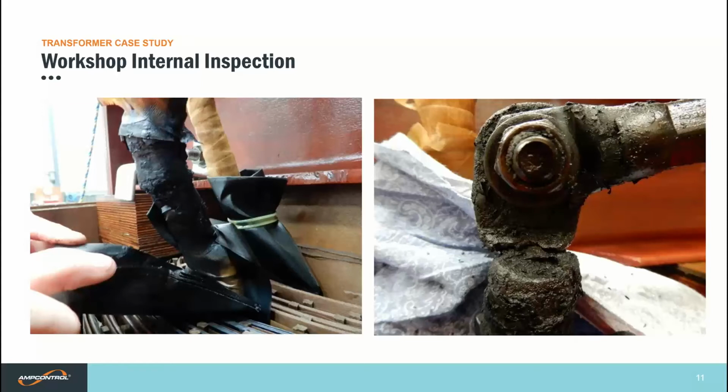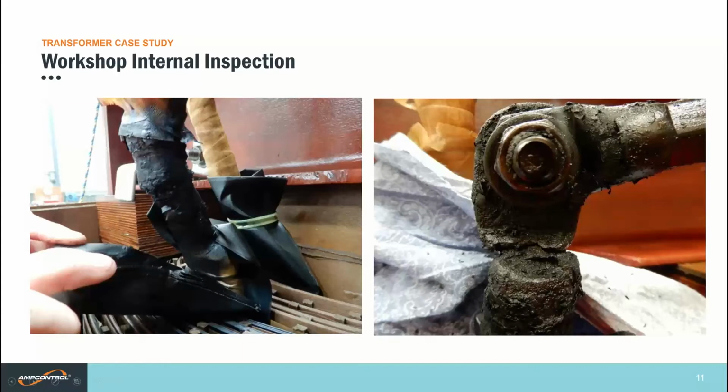The hot joint observed on C phase was quite severe. The engineer conducting the inspection believed the hot joints were caused by inadequate preparation when crimping the copper lug to the aluminium winding conductor. The photo is of the LV-C phase winding connections. You can see the extent of the burning, and also there's this large crack here.